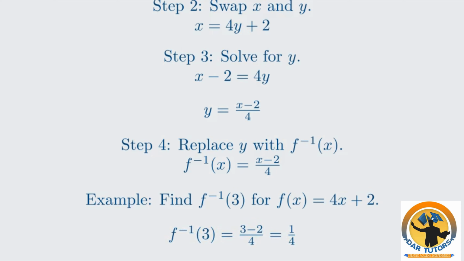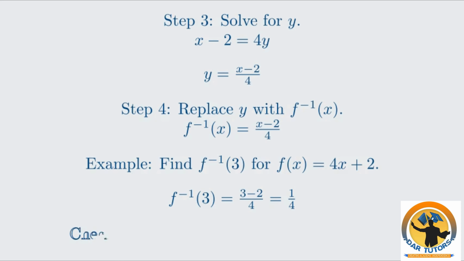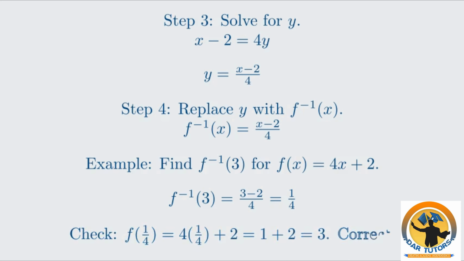Let's quickly check this. If f inverse of 3 is 1/4, then f of 1/4 should be 3. Plugging 1/4 into the original function, f of 1 divided by 4 equals 4 times 1/4 plus 2, which is 1 plus 2, or 3. It works. This confirms our inverse function is correct. So, we have successfully found the inverse of a function and evaluated it. This process of swapping variables and solving for y is a reliable method for finding inverse functions.